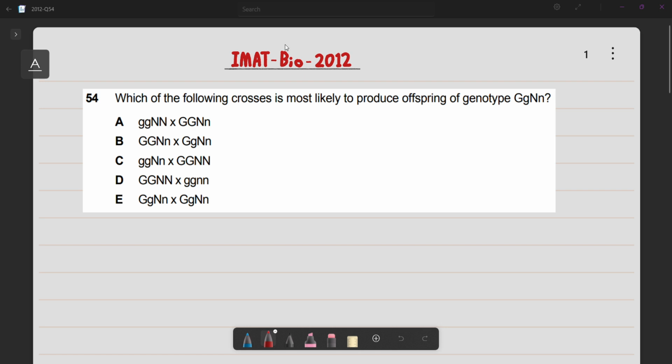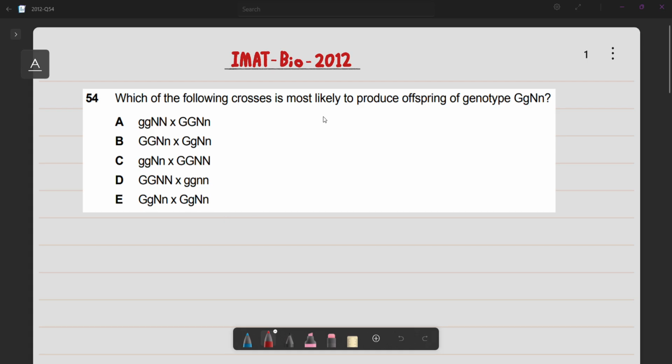Okay, welcome back. So this is question 54 from the biology section in the IMAT 2012 past paper. So I will be answering this question. It says, which of the following crosses is most likely to produce offspring of genotype Gg and Nn? So basically, heterozygous for two genes.